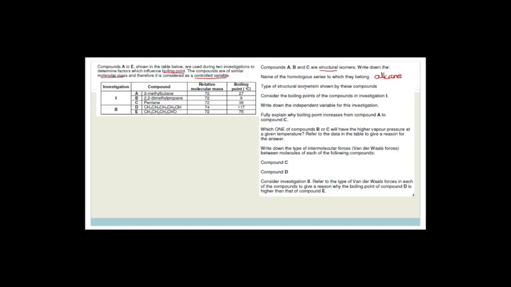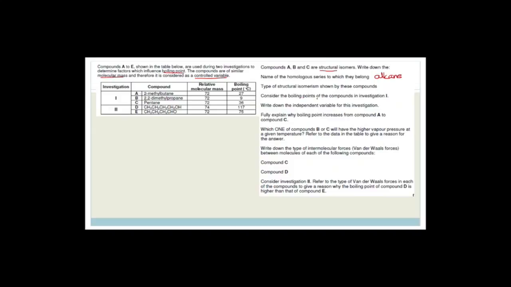Now it says the type of structural isomerism shown by these compounds, and it's positional. Okay, do you see that? Yeah, we've got pentane, which is a long 5-chained. Yeah, we've got 2,2-dimethyl, and yeah, we've got 2-methyl. So all we do is branching it, okay? So we're changing the look of it.